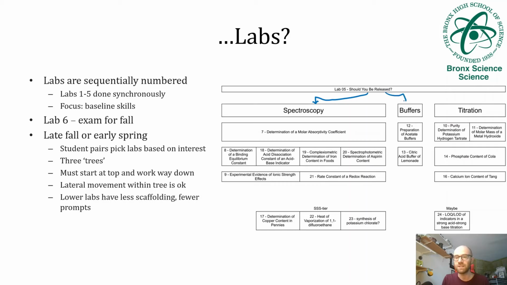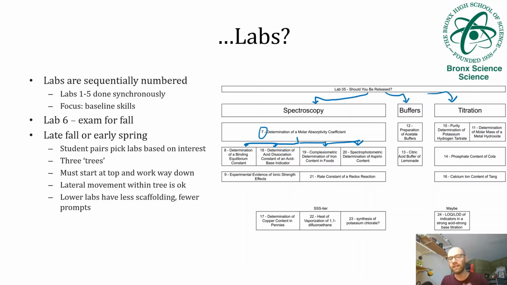You can be interested in spectroscopy, buffers, or titration, and you start at the top and work your way down. Kind of an upside down tree, I guess. If you play video games, it's like those tiers, those skill trees that you build. If you're interested in spectroscopy, your lab A would be lab 7. After you complete lab 7, that allows you access to this second rung of the ladder, working your way down. And then you can work on any of these, 8, 18, 19, or 20, or you can move between them.